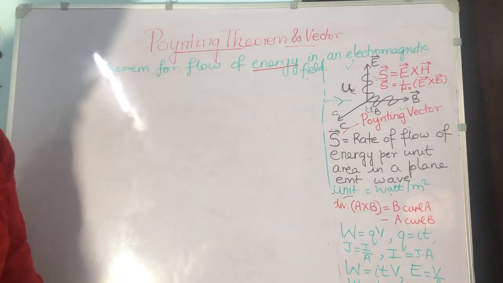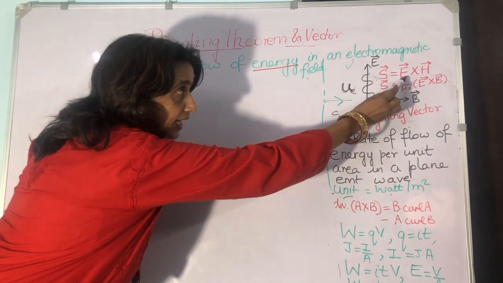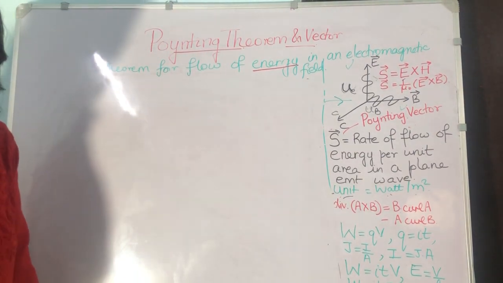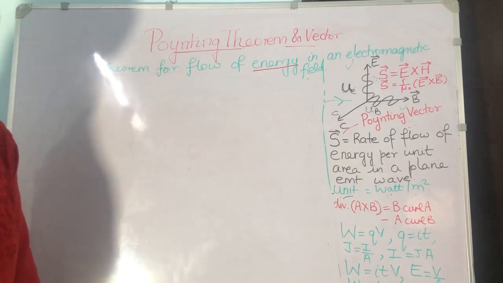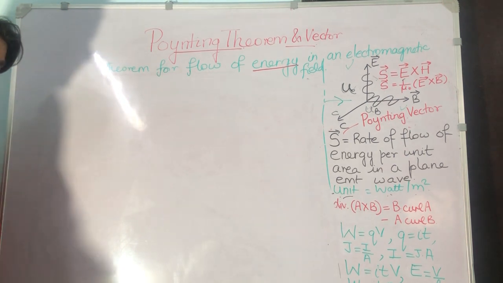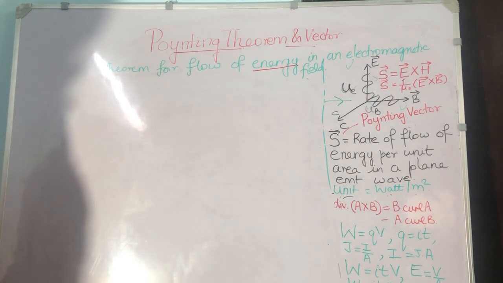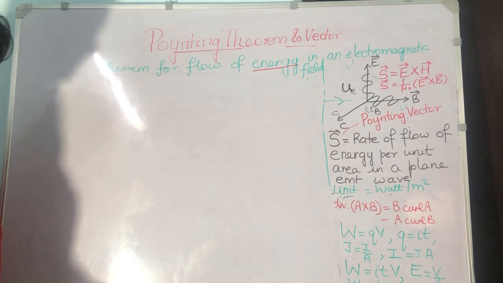So the whole target of today's lecture is how we are going to find out E cross H. For this, we will be using Maxwell's third and fourth equation to find an expression for E cross H. This theorem for the flow of energy or power in an electromagnetic field during the propagation of a plane wave was given by J.H. Poynting in the year 1884.